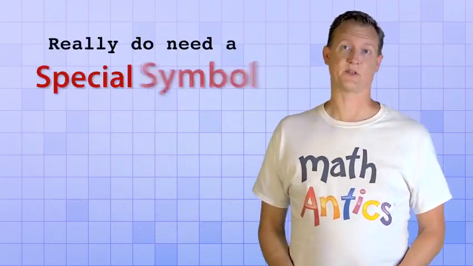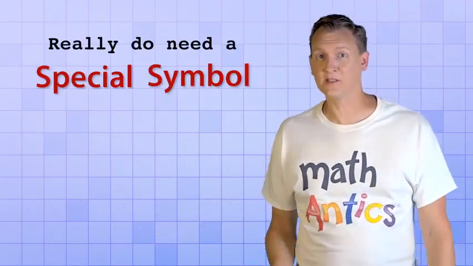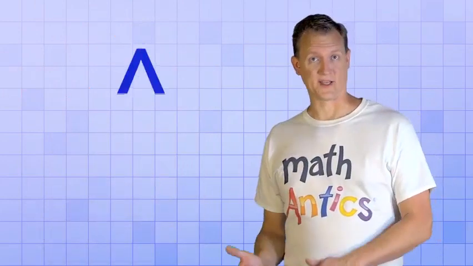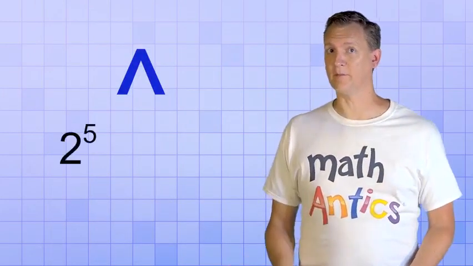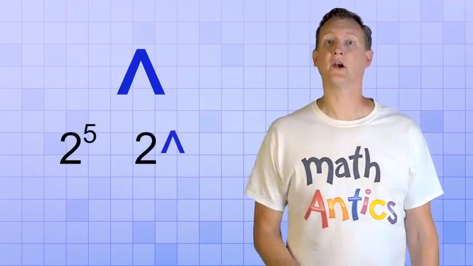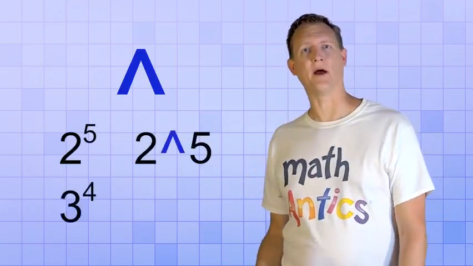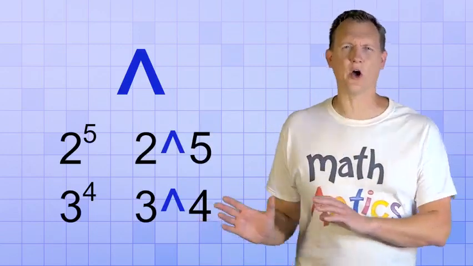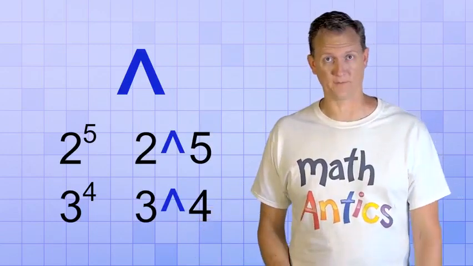But even if you're careful when writing exponents, there are some times when you really do need a special symbol. Like when you type an exponent into a computer. In that case, it's very common to use the caret symbol as the exponent operator. The caret symbol looks like this. So, 2 to the 5th power would be written as 2 caret 5. And 3 to the 4th power would be written as 3 caret 4. And that notation is used all the time in computer programming.